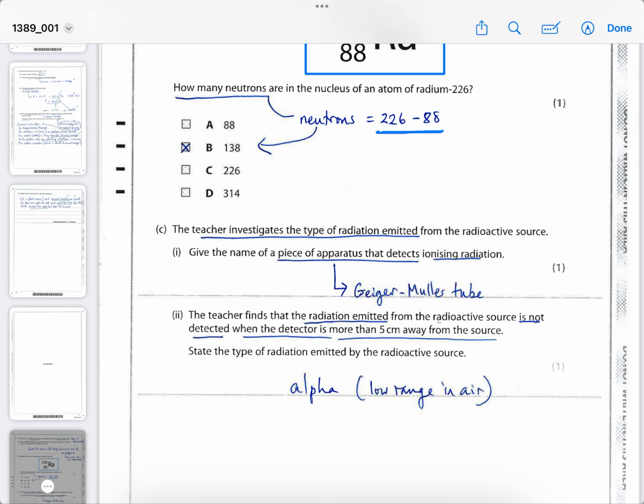So that's how you can work out by its penetrating ability using air, paper, and aluminium. Beta is blocked by a thin piece of aluminium. Alpha is blocked by a thin sheet of paper, and of course it can't go through more than a few centimeters of air. So you can work out from its low range in air that it must be alpha.